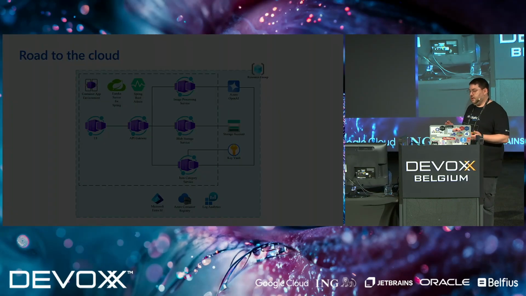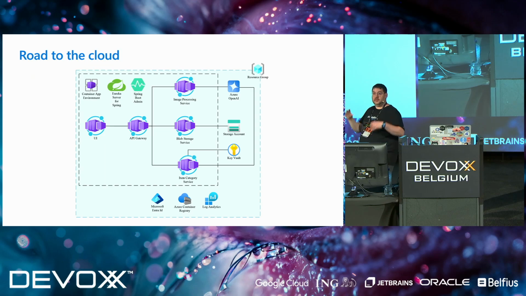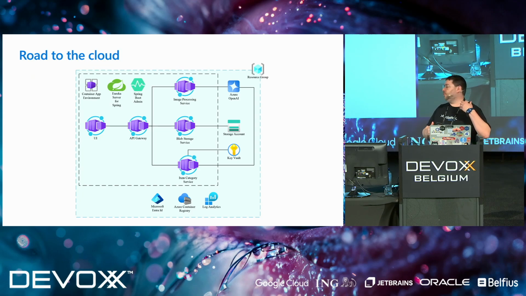Then I have exactly the same. I have my UI, my API gateway, my three microservices, and an Eureka server. There are what we call services or components that we can add. It's a managed component. I'm not starting the Eureka server myself. This is managed inside the Container Apps environment. I just say deploy the Eureka server, and it will deploy it. I also have a Spring Boot Admin there to have some metrics about my application.